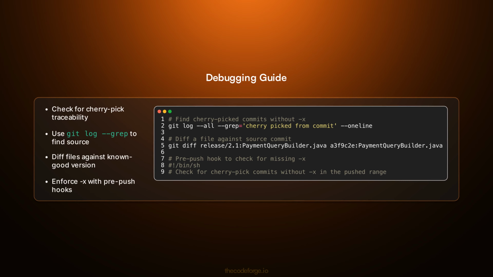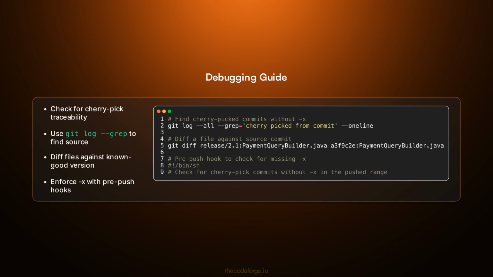To debug traceability issues, search for cherry-picked commits with grep. If -x was missing, diff files against the source commit. Automate enforcement with pre-push hooks.